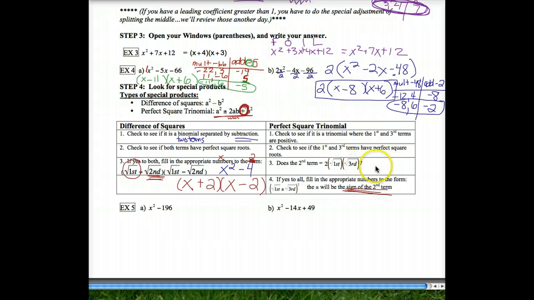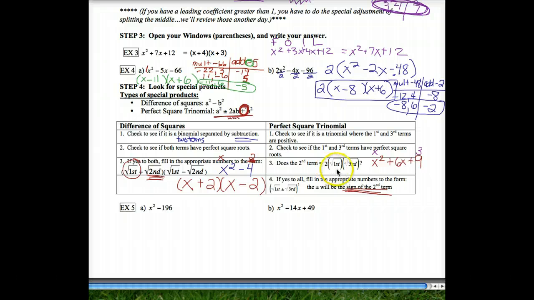So I'm going to give you one here. Let's say we had x squared plus 6x plus 9. I know that this is a PST because it's a trinomial. The first and third terms are both positive. The first and third terms both have perfect square roots. I always write them down above. The square root of x squared is x. The square root of 9 is 3.